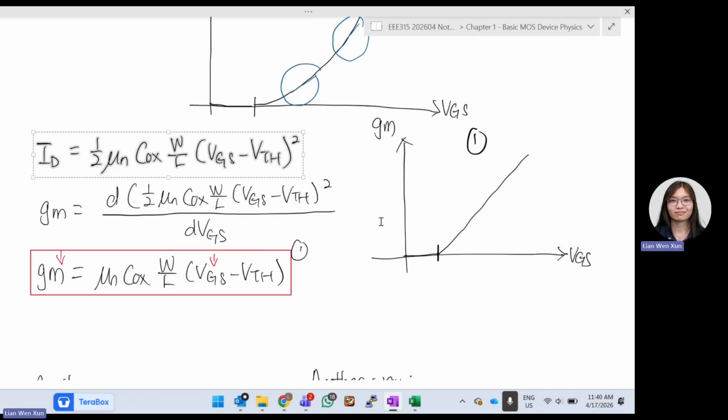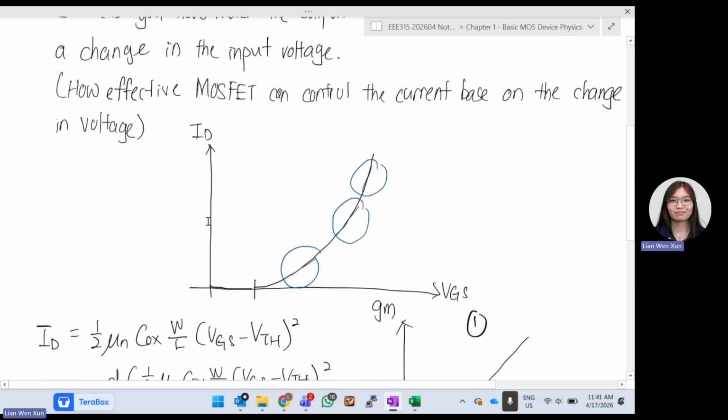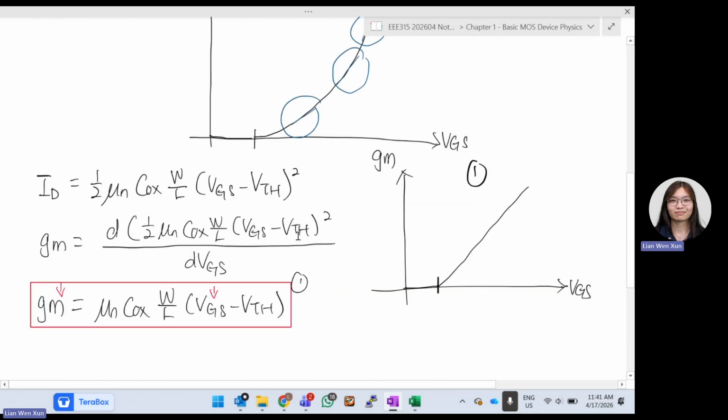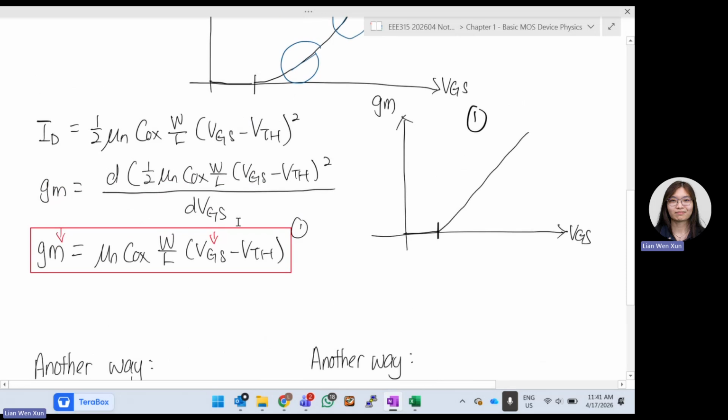We take this, and we say that GM is the derivative of ID versus VGS. So we differentiate this whole term, because this whole term is your ID. We differentiate this whole term with VGS, because it's ID versus VGS. We derive them, and then we will get our GM to be, because these two move here already, mu n Cox W over L, VGS minus VTH. So this whole term becomes this one.